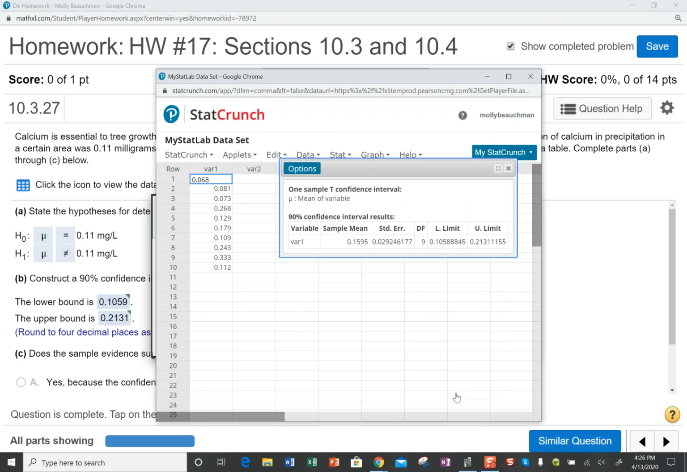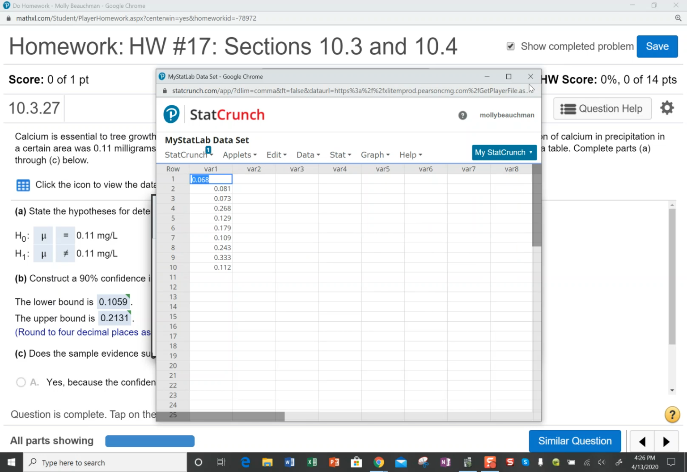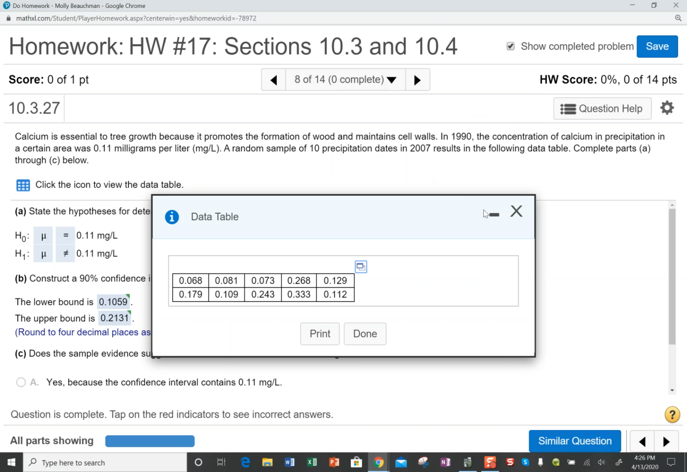So hit compute. So the confidence interval, the lower limit, is 0.1059, and that's where this answer came from. And the upper limit is 0.2131. That's where that answer came from. So that's how you run it on StatCrunch. You can also run this on the calculator. The downside is you have to type the data values in.